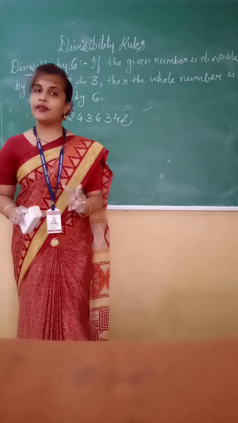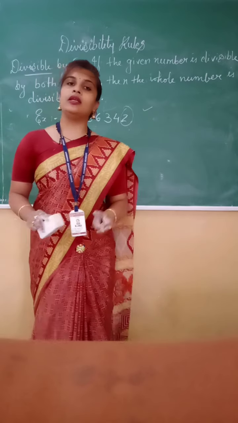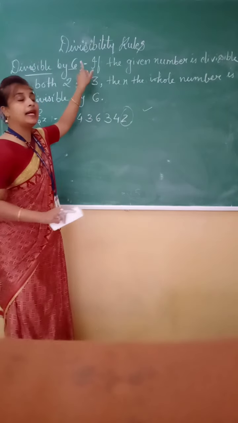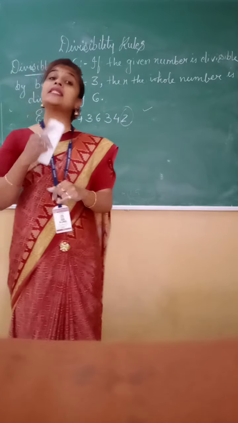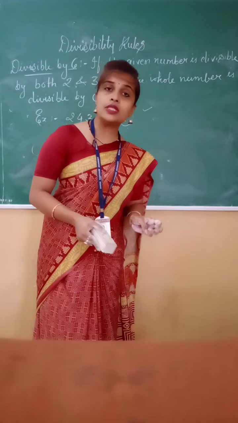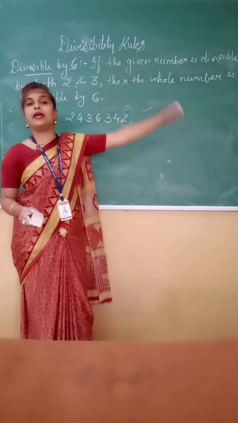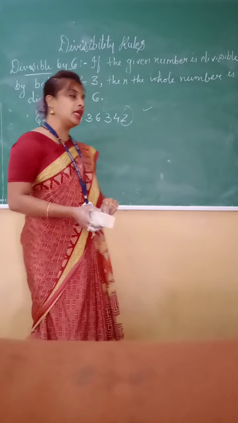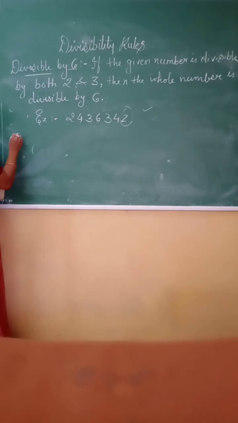अगर दोनों से डिवाइड हो रहा है, then only it is divisible by 6. अगर दोनों में से किसी एक भी टर्म से it is not divisible, then it won't be divided by 6 also. Okay, get it? Now the next one.